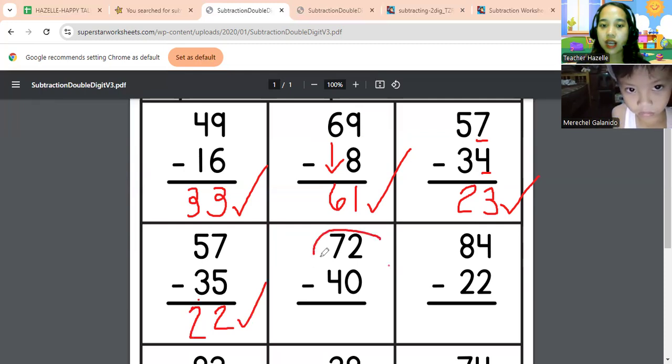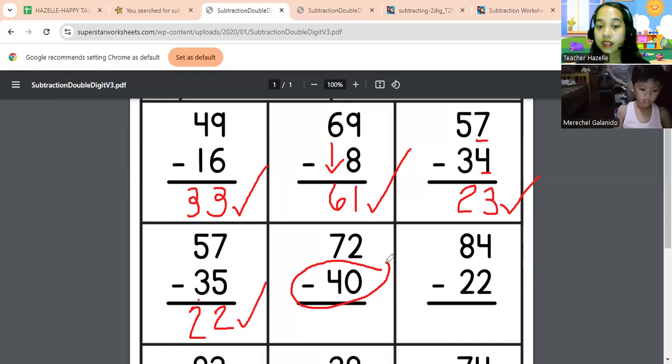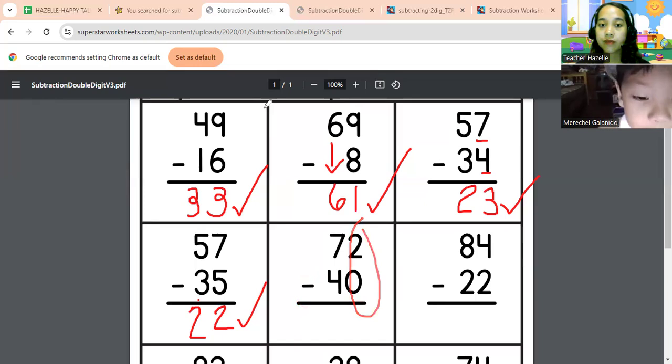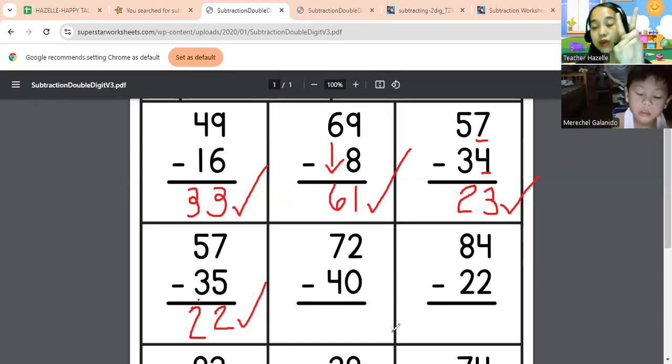Okay, how about we try to answer this one? Can you please read it? We have 72 minus 40. Okay, 2 minus 0 equals how many? So we have 2, you're going to take away 0. How many is left? 2. Correct. And then 7 minus 4 equals?